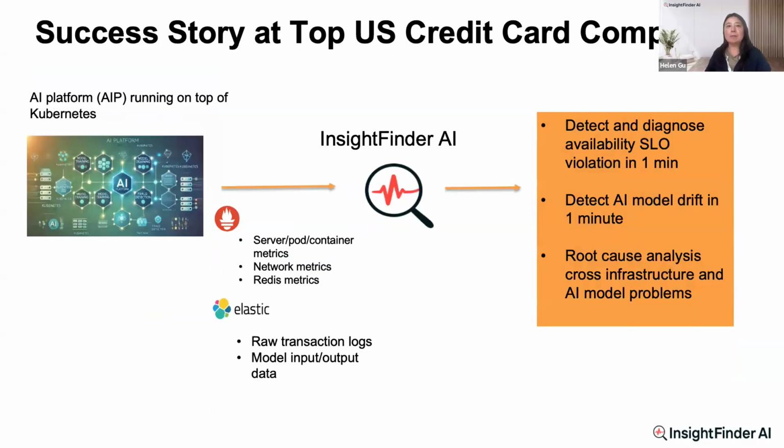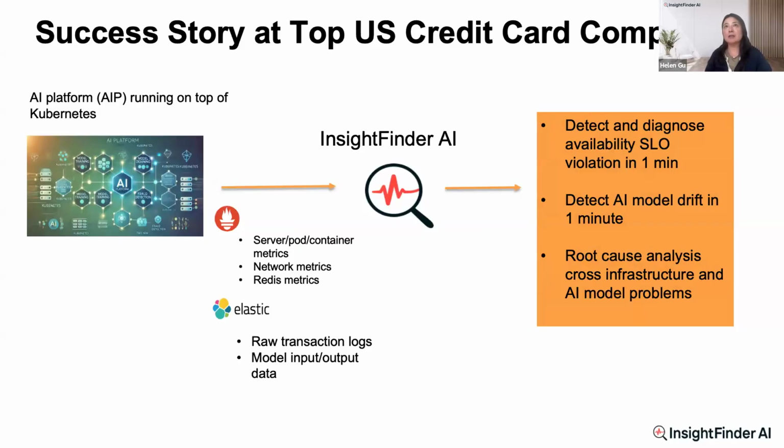So just to wrap up, we have another use case with one of the credit card companies. Here, not only do we help them monitor their traditional IT services, but also their AI platforms. These platforms run all kinds of AI models, including fraud detection and risk analysis. There are hundreds of models running on top of their infrastructure. And here we help them identify model issues like model drift.